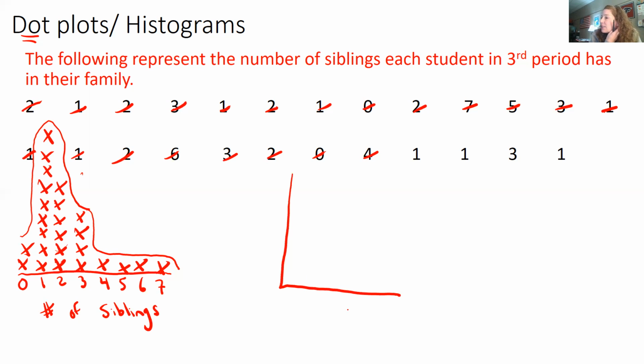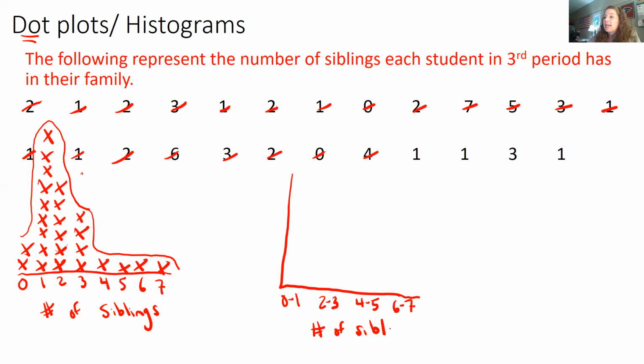The other thing is that not only do you have to have numbers on the bottom, but they have to be in equal intervals. So I could do intervals of 2. I could do intervals of 3. I could do that. Let's do intervals of 2. So the first interval will be 0 to 1. Now the second interval can't be 1 to 2. I've already used 1, right? So the second interval has to be 2 to 3. So what would the next one be? 4 to 5. And the last one will be 6 to 7. Now these are the number of siblings, right?